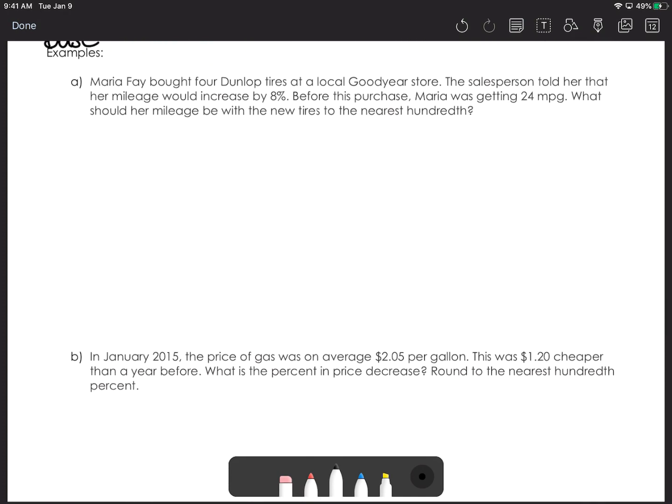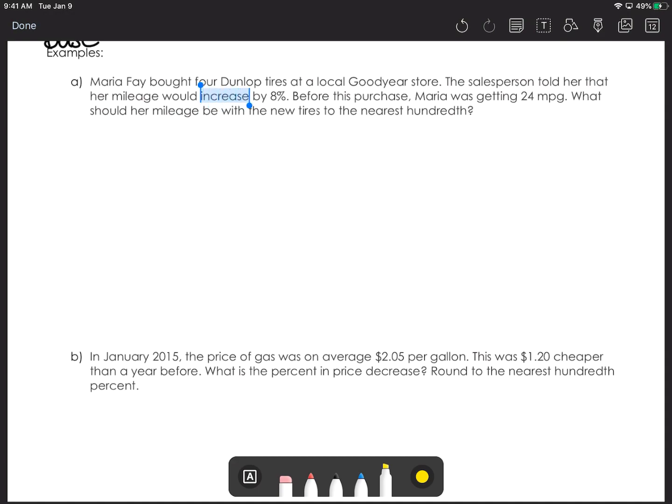It says Maria Fay bought 4 Dunlap tires at a local Goodyear store. The salesperson told her the mileage would increase by 8%. Before this purchase, Maria was getting 24 miles per gallon. What should her mileage be with the new tires to the nearest 100th percent? Okay, so some key words here. First of all, we see that they're talking about two different values, and there is an increase.